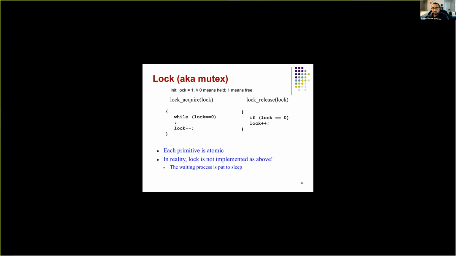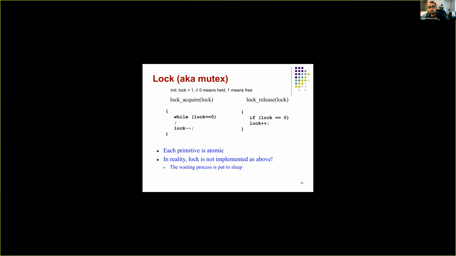This is a simple example of a lock acquire and lock release. You can imagine this is a simple implementation of lock acquire. However, in reality, this is not how it will be implemented. But in principle, in case of lock acquire, you see if the lock is already held. If it is held, you just block or you just wait.